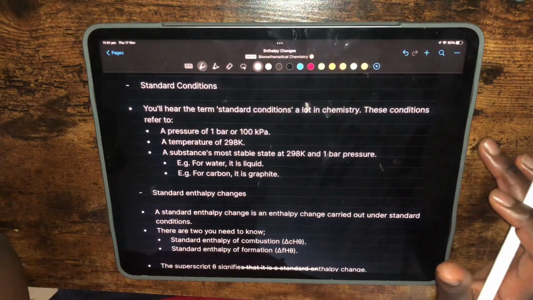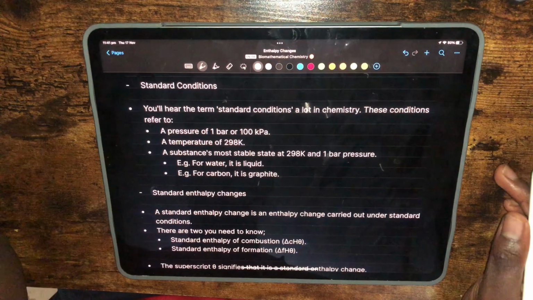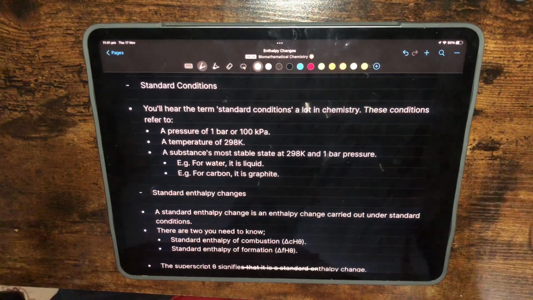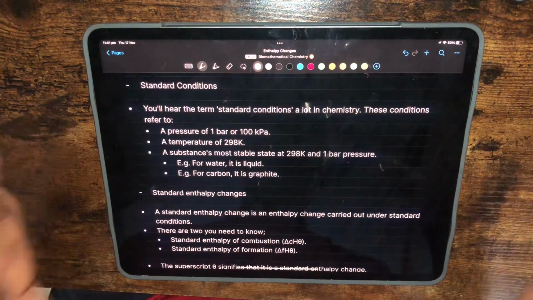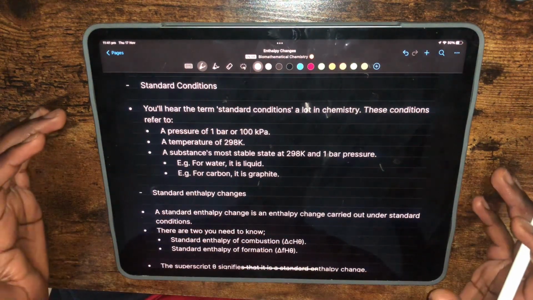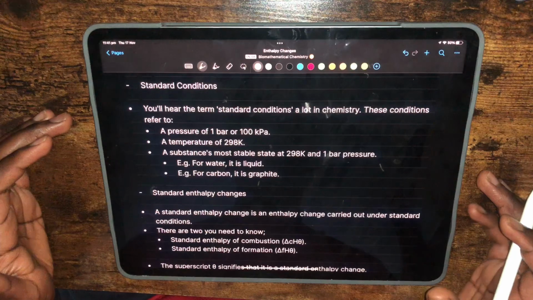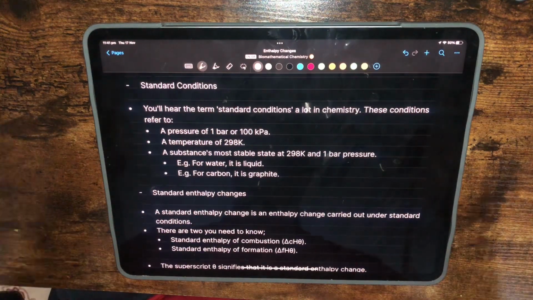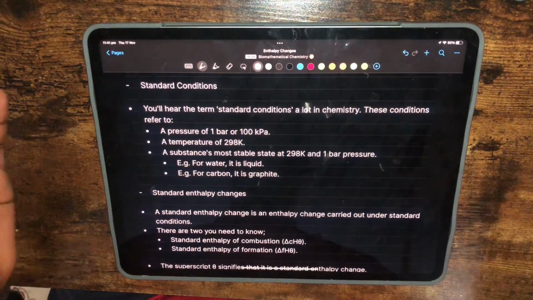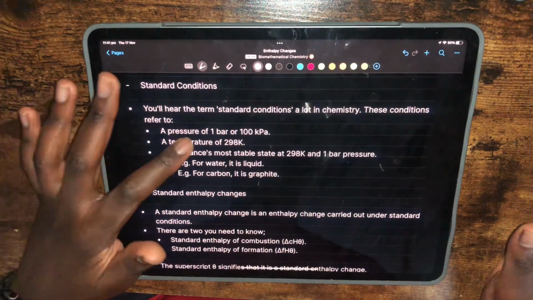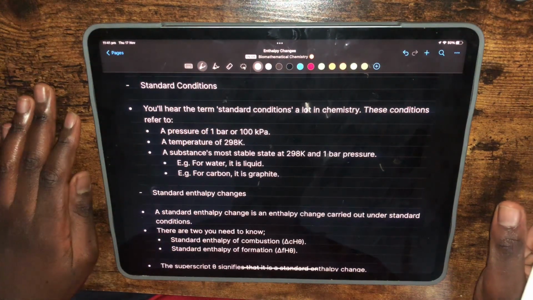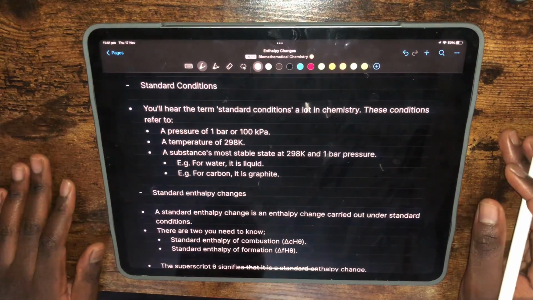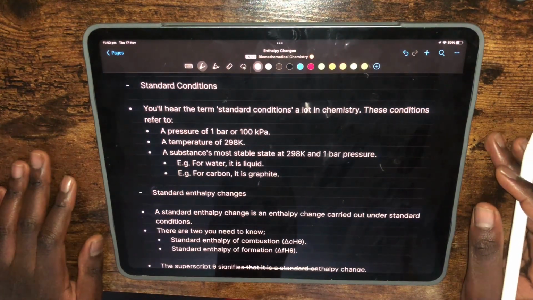Standard conditions. You hear the term standard conditions a lot in chemistry. There are lots of different reactions that have different standard conditions, but there are certain ones that always seem to apply: the pressure is always 1 bar or 100 kilopascals. 1 bar is actually close to 101 kilopascals, which is a constant actually.